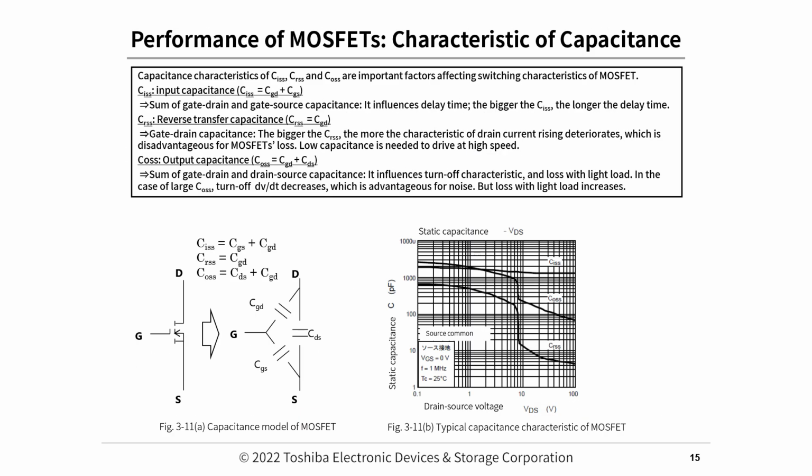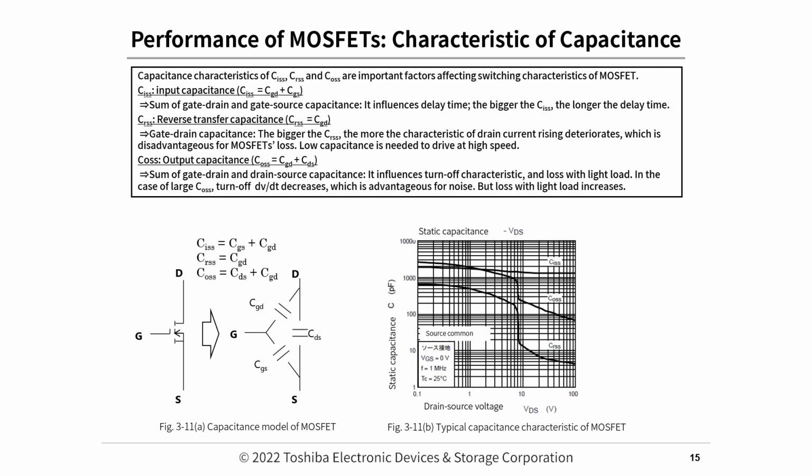Performance of MOSFETs, characteristic of capacitance. Capacitance characteristics of CISS, CRSS and COSS are important factors affecting switching characteristics of MOSFET. CISS, input capacitance: sum of gate-drain and gate-source capacitance, it influences delay time; the bigger the CISS, the longer the delay time. CRSS, reverse transfer capacitance: gate-drain capacitance; the bigger the CRSS, the more the characteristic of drain current rising deteriorates, which is disadvantageous for MOSFET's loss. Low capacitance is needed to drive at high speed.